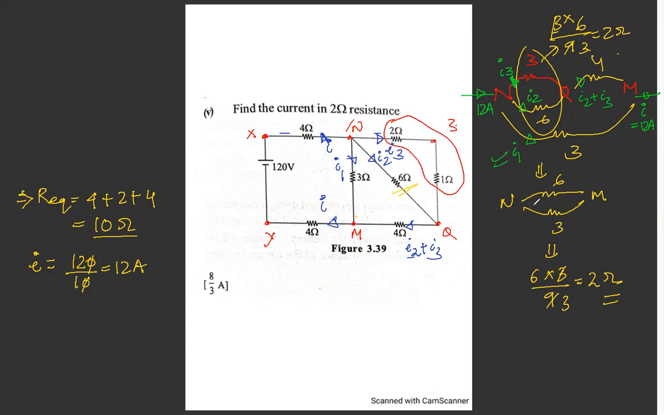How? Because I1 is this one and this is I2 plus I3. So let's first find out I1. I1 is equal to total current multiplied with the parallel resistance, that is 6, divided by 3 plus 6. So it is 12 into 6 divided by 9. So it is coming as 8 ampere. So out of 12 ampere, 8 ampere is flowing through 3 ohm.